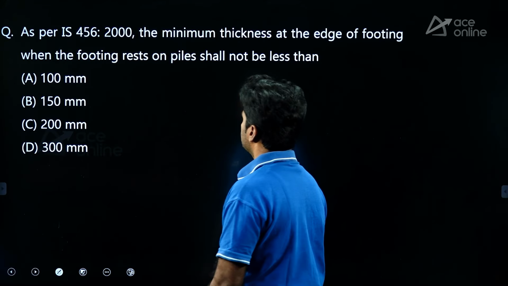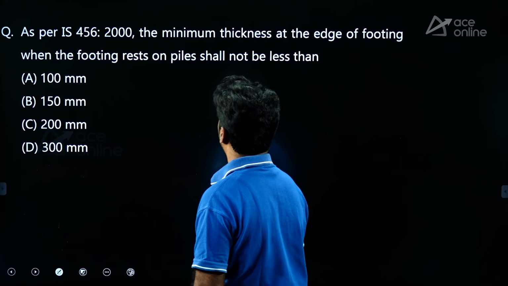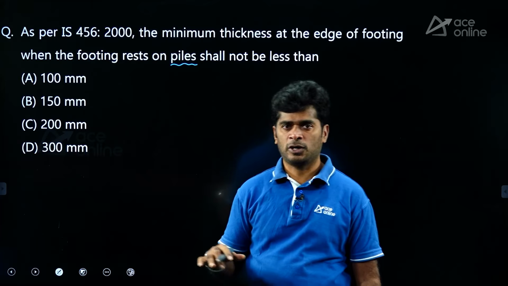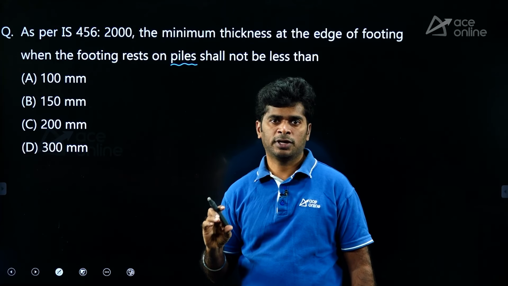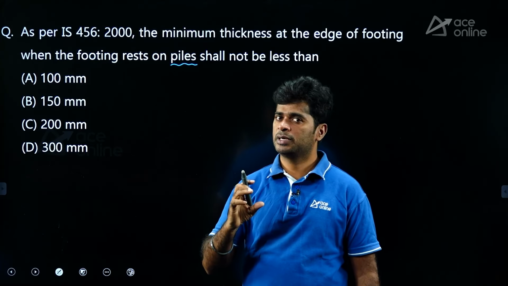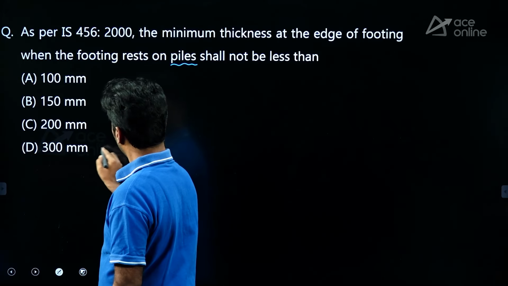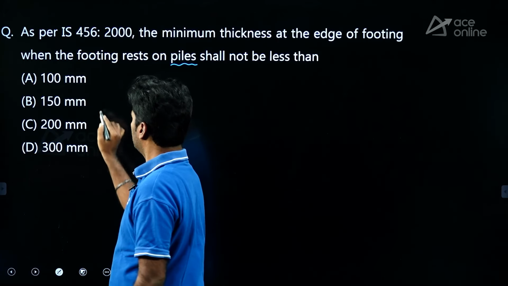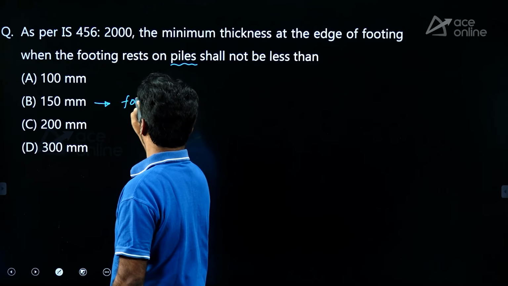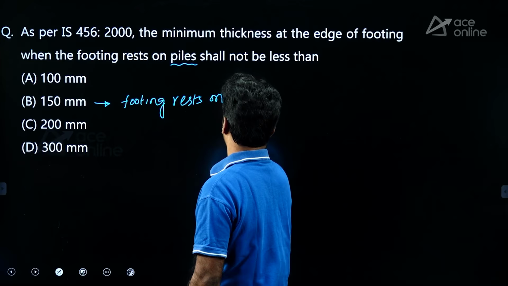As per IS 456-2000, the minimum thickness at the edge of footing when the footing rests on piles. It is important where the footing rests. If the footing rests on soil, the minimum thickness at the edge of the footing to be maintained is 150 mm. If the footing rests on piles, the minimum thickness maintained at the edge will be 300 mm. Here, both options are given, 150 mm and 300 mm. It is true if the footing rests on soil.